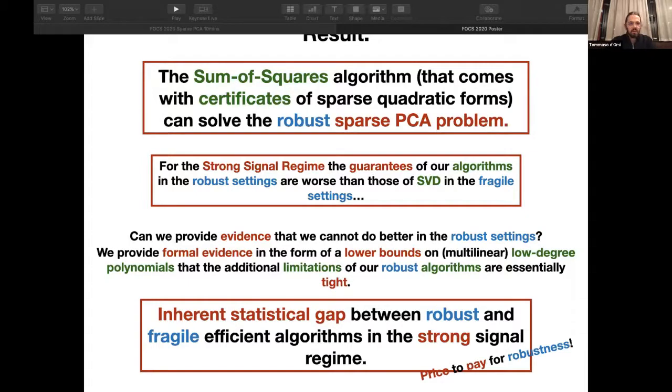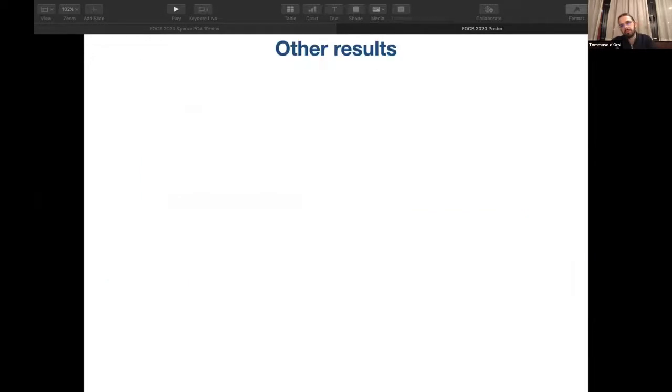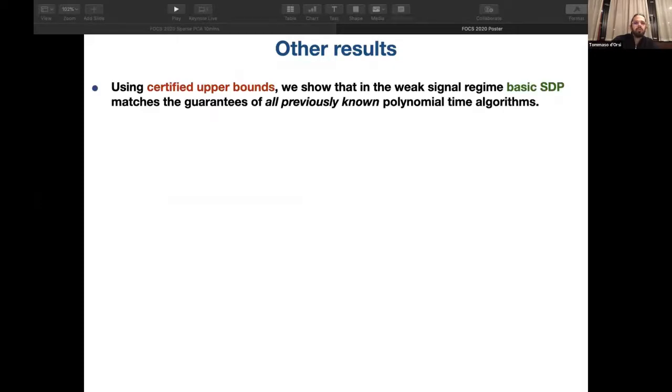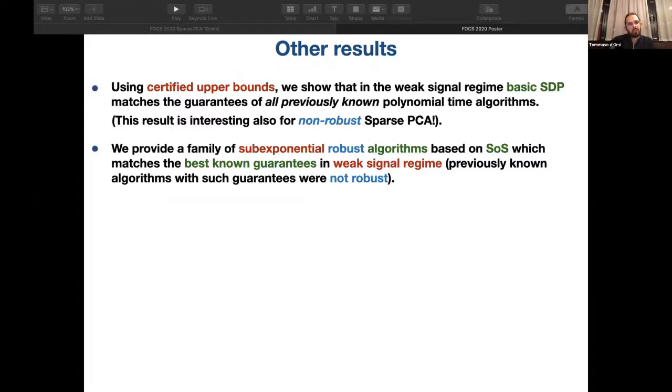Okay, so I guess this was the main result that I wanted to show. I want to use my last minute or so for the other results that we have in the paper. In particular, we show a novel analysis of the basic SDP, and the result is that now it matches the guarantees of all previously known polynomial time algorithms in the weak signal regime. This applies, of course, in both the fragile and robust settings. The other thing is that there are sub-exponential algorithms for sparse PCA in the weak signal regime, and they are not robust. So we also get sub-exponential robust algorithms.